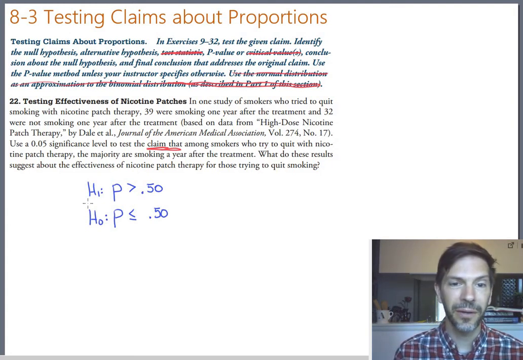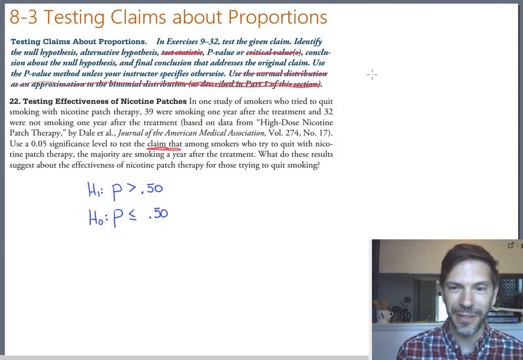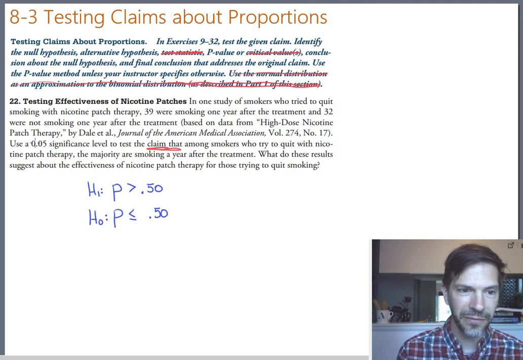And now our next thing to do is to find the p-value, which means going to StatDisk. So before we go to StatDisk, let's make sure we have all the numbers that we need to punch into it. It's going to ask for the significance level. It's going to ask for the alternative hypothesis. We've got those. It is going to ask how many people were in this study.